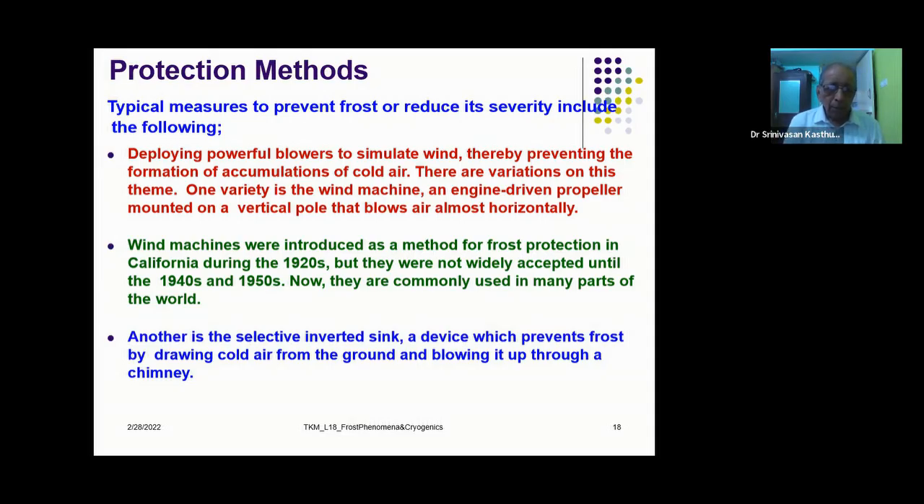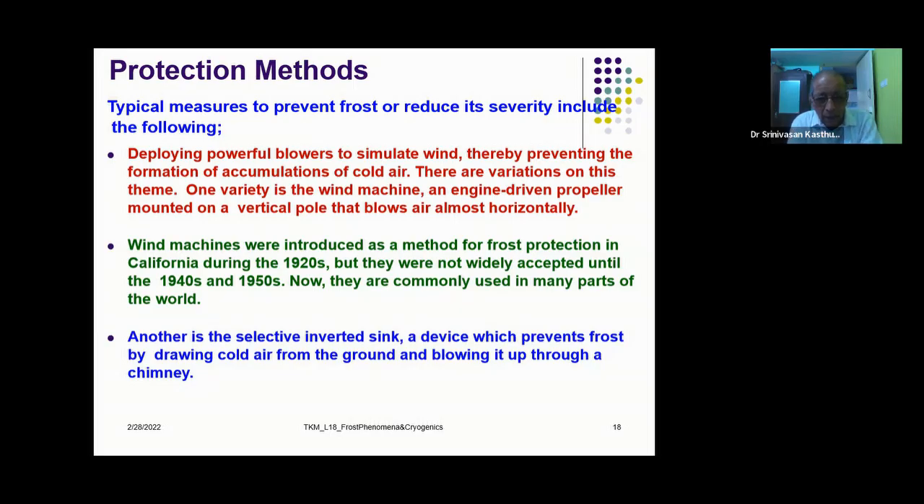Okay. Sometimes wind machines are also introduced as a method for crop protection, and this was done in California during the 1920s, but they were not widely accepted till the 1940s or 50s. Now, of course, they are commonly in use in many parts of the world. So you can use wind machines.